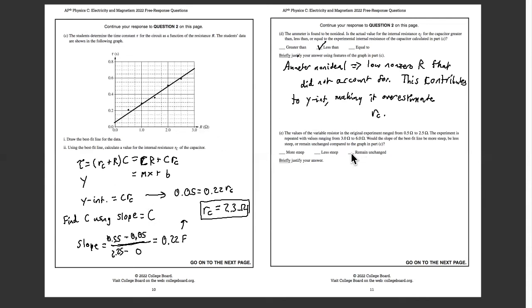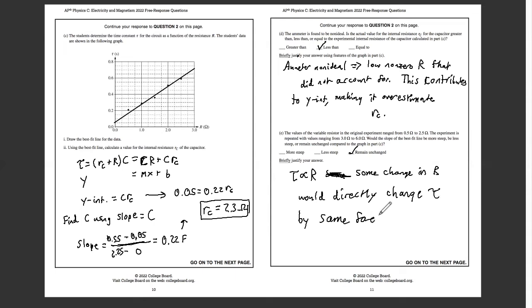All right, for the very last part, would the slope be more steep, less steep, or remain unchanged if I change the values of resistance that I have? And my answer is actually going to be remain unchanged. The reason why is because tau is directly proportional to R. So the same changes in R, or some change in R, would directly change tau by the same factor. Therefore, I would have the same slope.